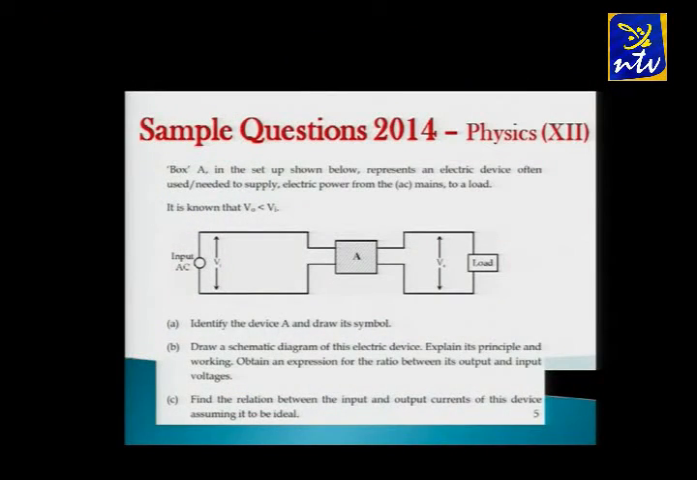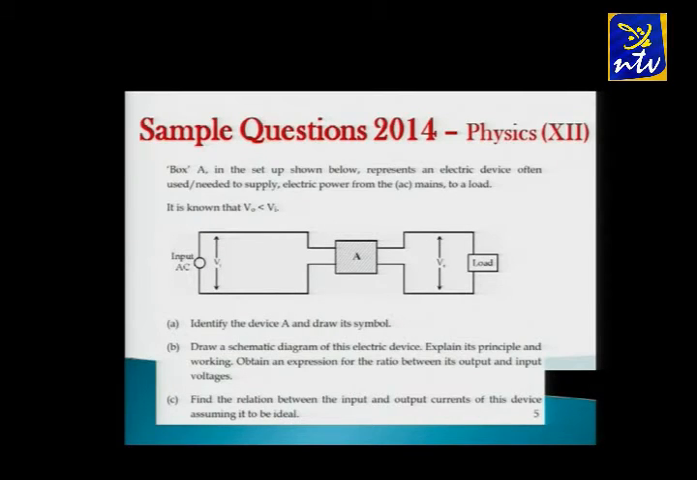See the question again. Box A in the setup shown below represents an electric device often used to supply electric power from mains to a load. It's known that the output voltage Vo is less than the input voltage. So identify the device A. Look at the diagram carefully and see what kind of device it is. Basically, we are reducing the AC voltage, so A represents a step down transformer.